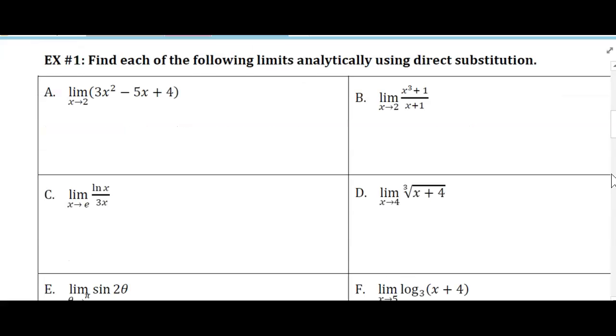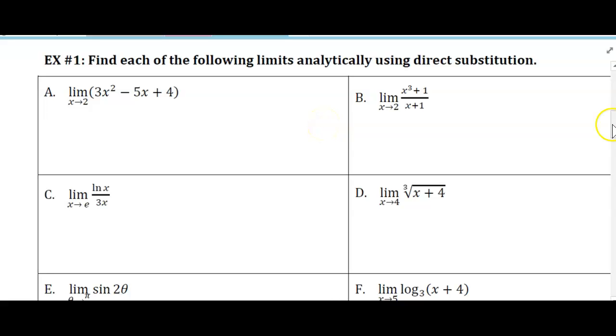A lot of times, this is going to be on a no-calc portion of the exam where you're not going to be able to graph this and try and evaluate it. You're not going to be able to use your graphing calculator to come up with a table. And so that's why evaluating limits algebraically is going to be really key, because almost all of the time, this is how you're going to be evaluating limits on the AP exam.